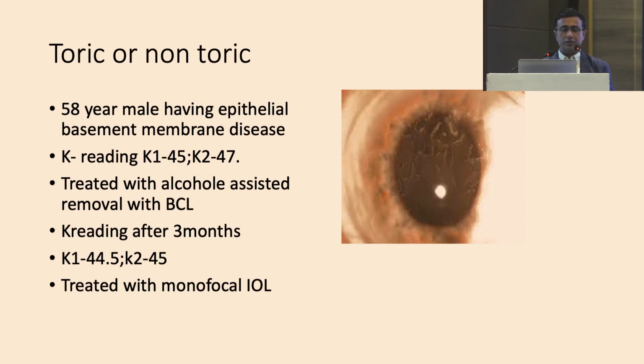Toric or non-toric. This is another case scenario. A 58-year-old male having epithelial basement membrane disease with K reading of 45 vertical and 47 horizontal. This was the dilemma: whether to put a toric IOL, or to treat this basement membrane disease and then go again for IOL power, and then consider this patient for toric or non-toric. So we debrided this epithelium which was loose. The K reading improved to 44.5 and 45. So this patient was treated with a monofocal IOL.